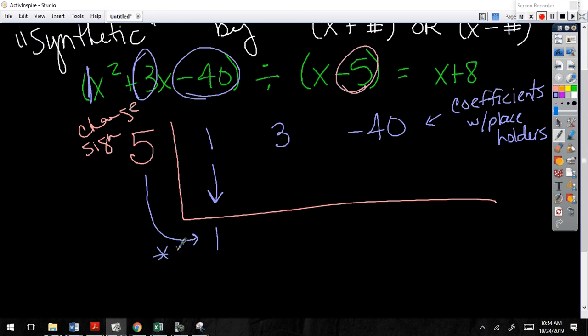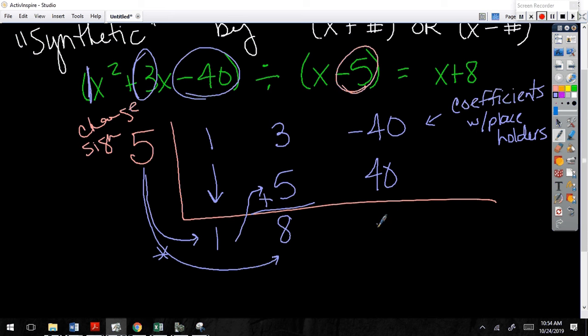Multiply. What's 5 times 1? Write it here and add this column together. So 8. Do it again: multiply and add. If I had another column, I would continue with the pattern. So it's drop, multiply, add, multiply, add, multiply, add. This has been divided now, and you just need to interpret the answer.